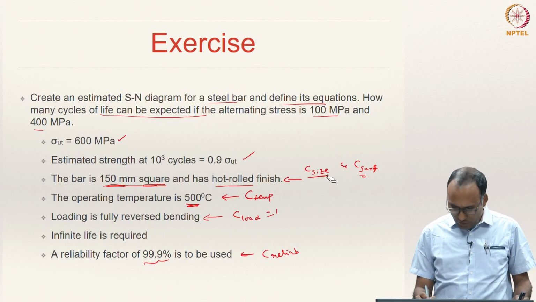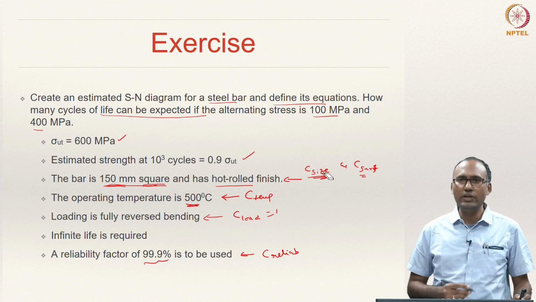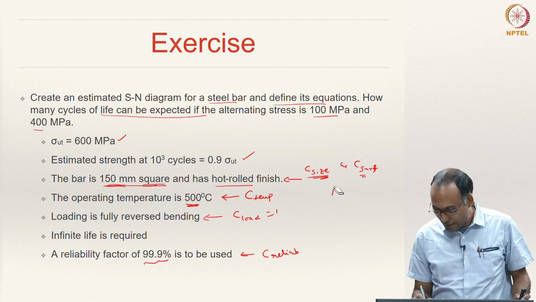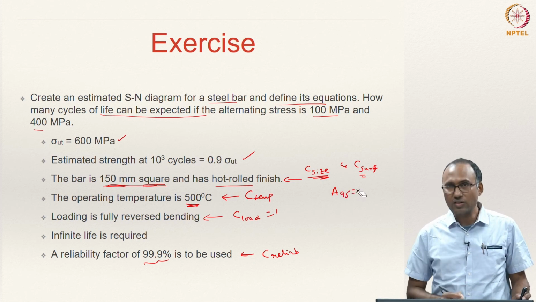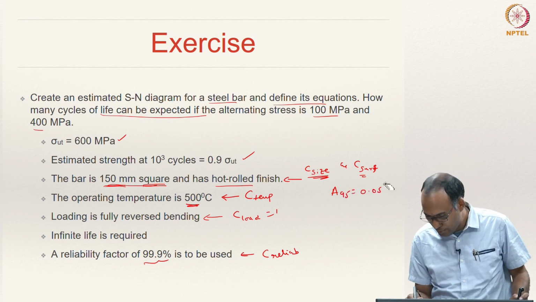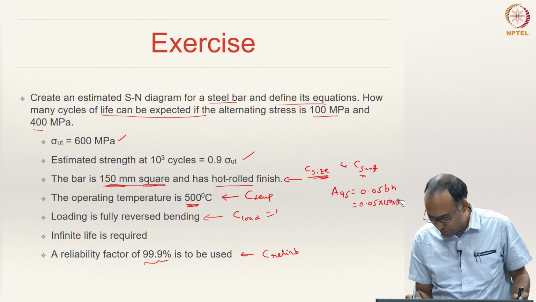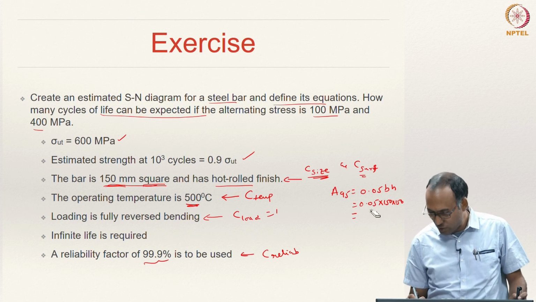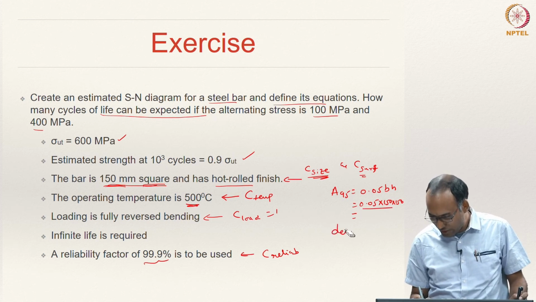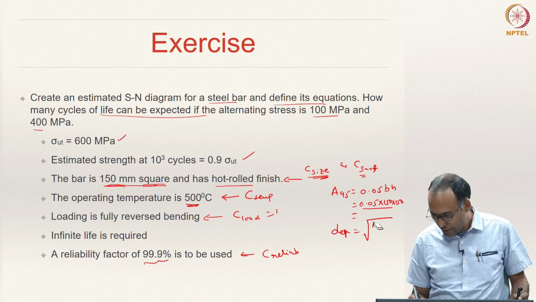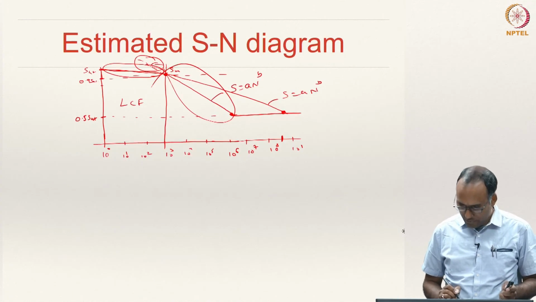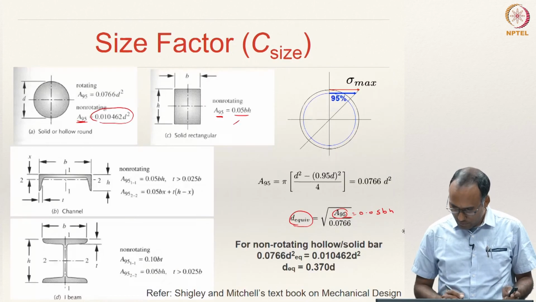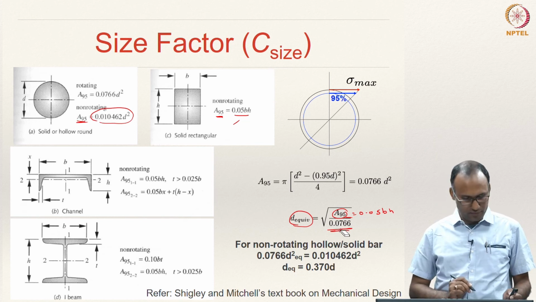C size we need to calculate. For C size, what do we need to do? We need to know A95. For a square cross section, A95 is 0.05 BH, as for a rectangular cross section. So, this is 0.05 times 150 times 150, because for the square, 150 is the same. So, A95 equals this value, and then D equivalent will be the square root of A95 divided by 0.0766.